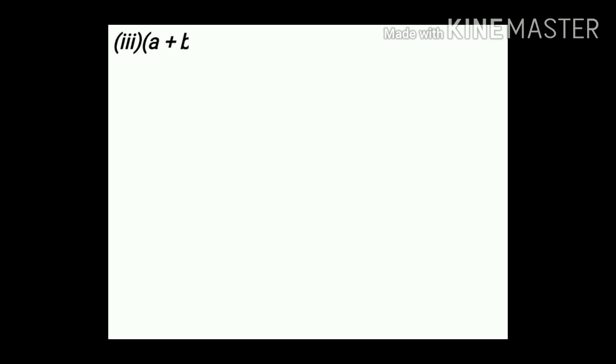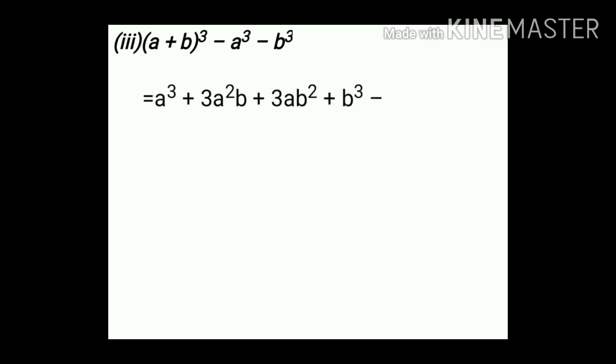Now question number 3. A plus b the whole bracket raised to cube minus a cube minus b cube. Here, children, a plus b the whole bracket raised to cube formula is there. So same, children, we expand that formula. Equal to a cube plus 3a square b plus 3ab square plus b cube minus a cube minus b cube. Okay, children, just we have to expand the formula. Now do the cancellation. Now what remains here? 3a square b plus 3ab square. This is the answer, children.